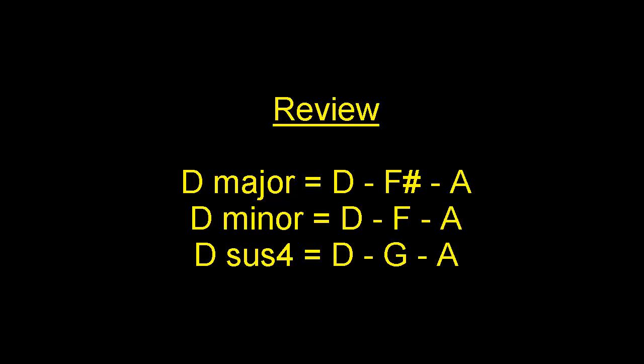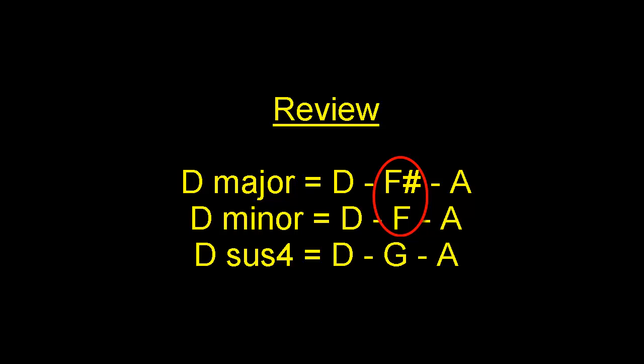Now that we know how to spell the D major, D minor and D suspended fourth chord, it should be easy to see why the suspended fourth chord is a very good chord to know if you're a songwriter or a creative guitarist. The difference between a D major and a D minor occurs with the note F. It's either an F sharp in the D major chord or an F natural in the D minor chord. In the D suspended fourth chord, we do away with the F note, so therefore we create this ambiguous sound.